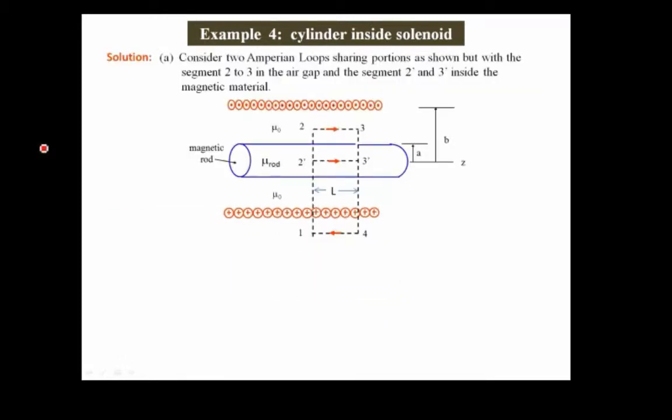To start the solution, let's consider two Amperian loops, which are going to be both inside and outside. The first loop will be the loop that has a portion in the air outside of the solenoid, and then back coming through the magnetic material and closing. The other loop will be back into the air gap over to this part here, and then down back through the whole thing into the region again outside of the solenoid. We differentiate these with the primes. This is 2' to 3', this one's 2 to 3.